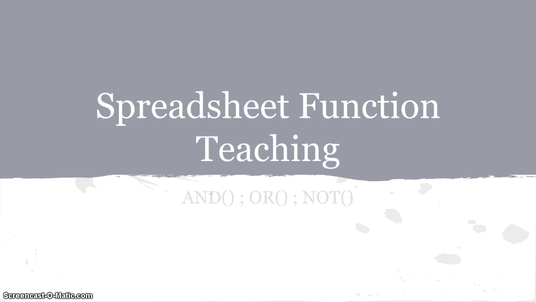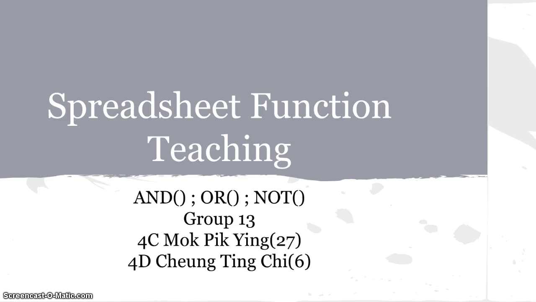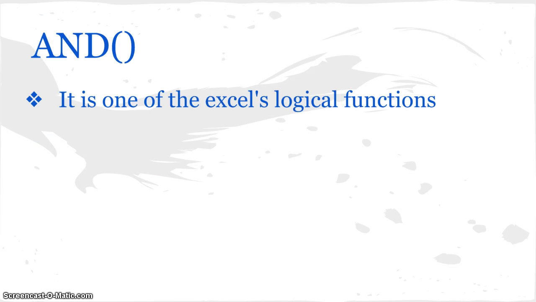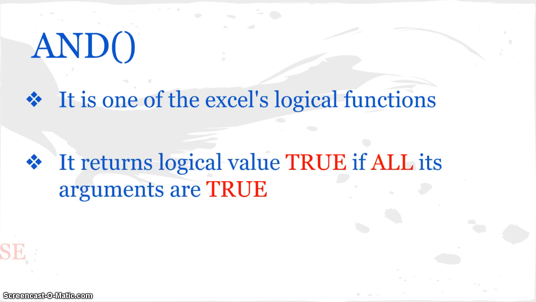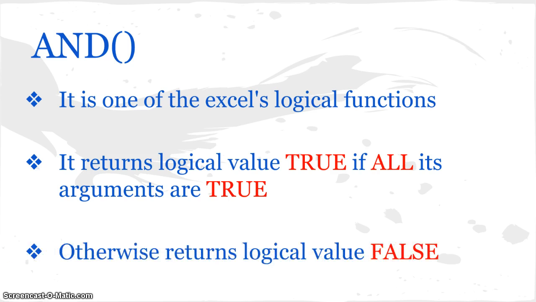We are going to introduce spreadsheet functions AND, OR, and NOT. AND: if all its arguments are true, then it will present true. If one of its arguments is false, it presents false.